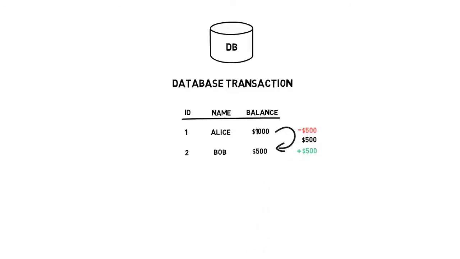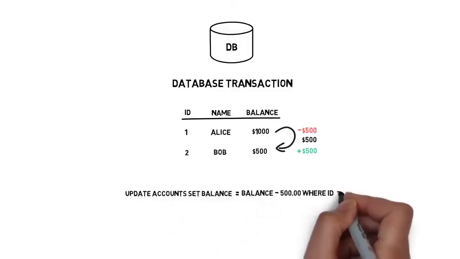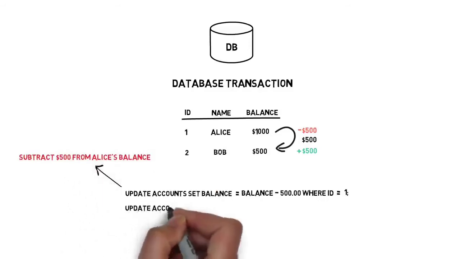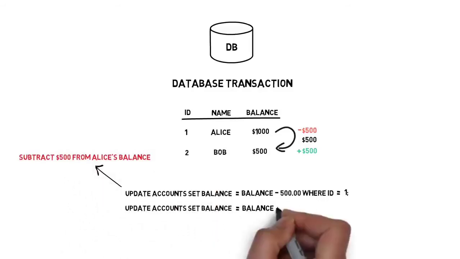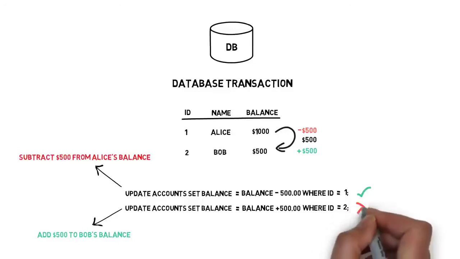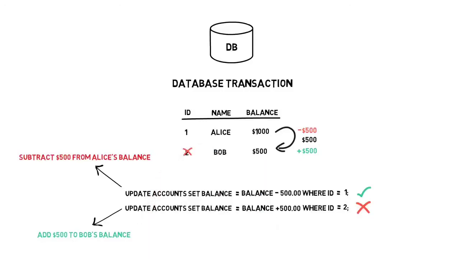to Bob's balance. So we start writing our database update statements. The first update statement subtracts $500 from Alice's balance. The second statement adds $500 to Bob's balance. This is cool, but what happens if the first update executes, but the second one fails for some reason? Maybe ID 2 is not present in the system and we made a mistake thinking it's Bob's ID.